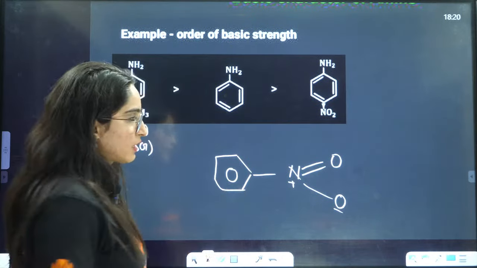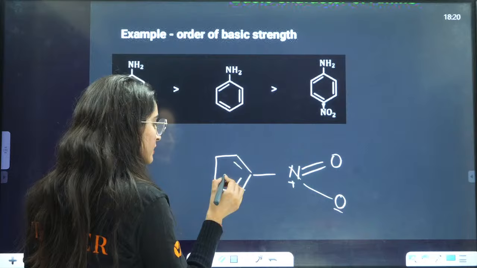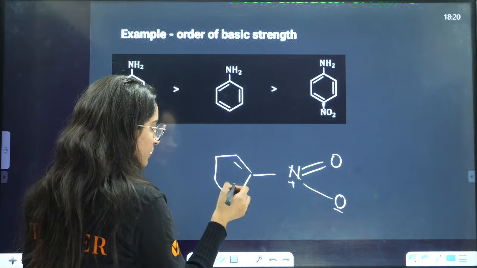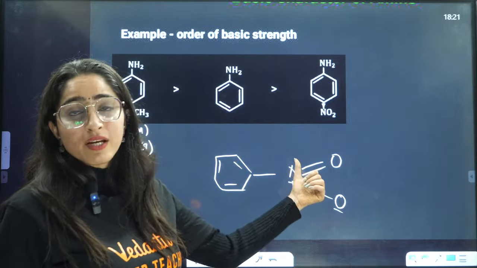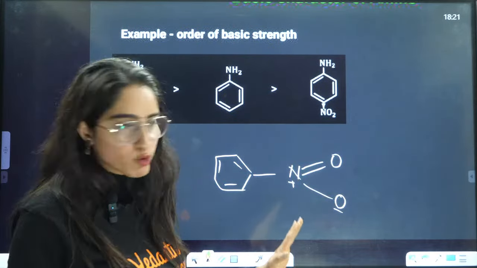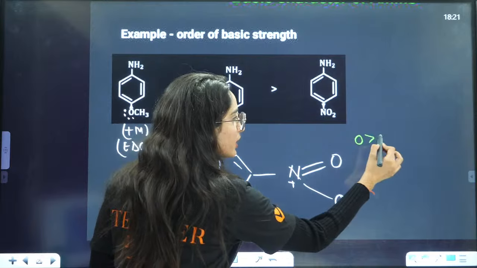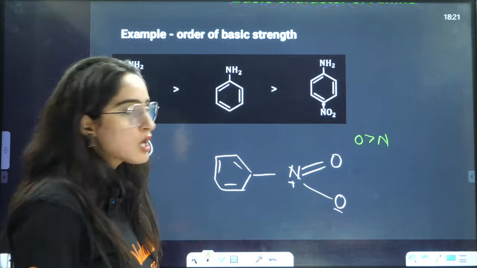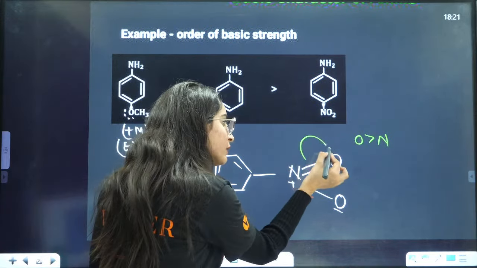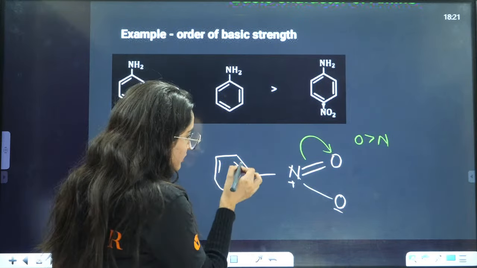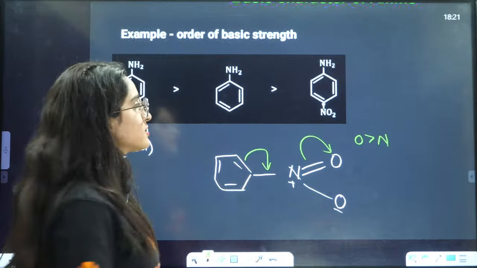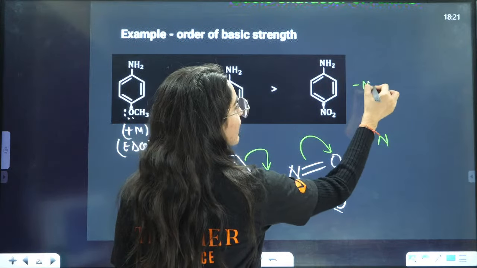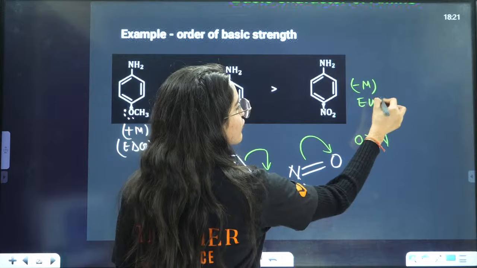Now from here we can say that definitely this nitrogen is less electronegative as compared to oxygen. Oxygen is more electronegative as compared to nitrogen. So this pi bond will be shifted to the oxygen. That means it is showing minus M effect, electron withdrawing group.